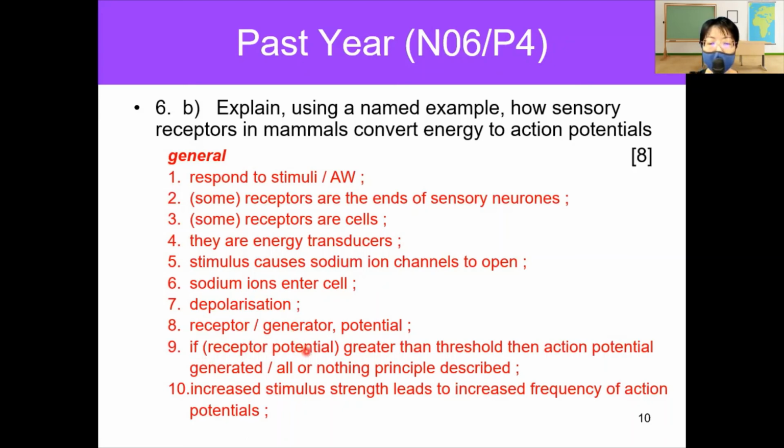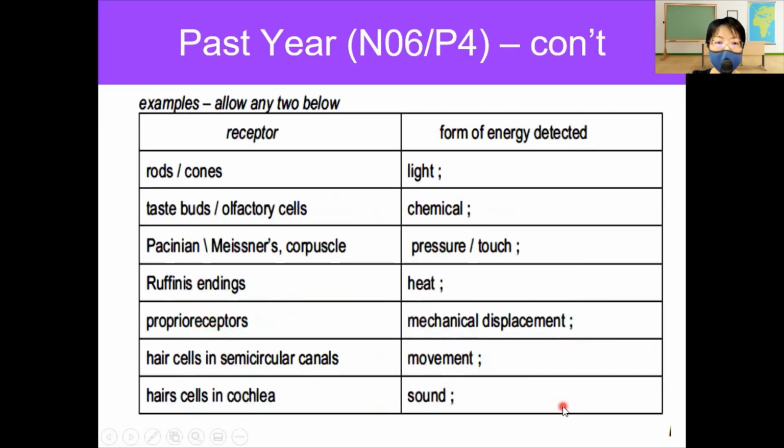So if the receptor potential in the receptor cell is greater than the threshold potential, then only action potential can be generated. So this is called all or nothing law. Okay. So when you increase stimulus strength, how will we know that the stimulus strength is higher? It leads to an increase in frequency of action potential. Okay. So this is also the example.